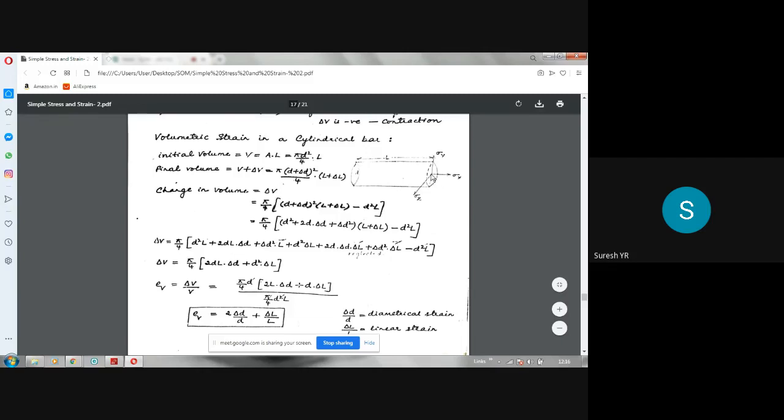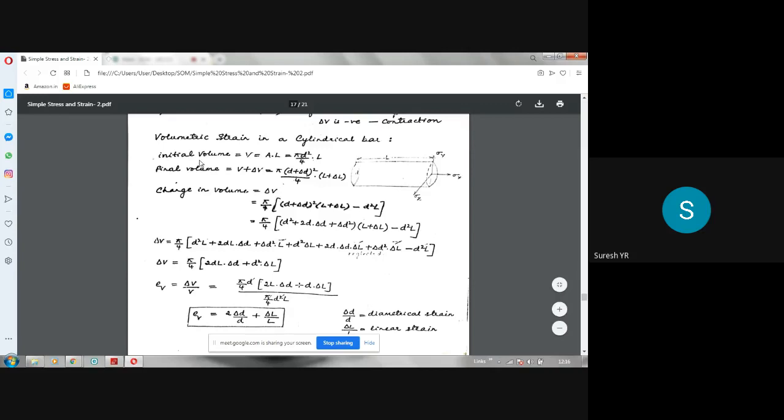Also, I have taken sigma x like this. This is the length. So along the length, whatever stress is there, let me take the stress in this direction as sigma x, stress in this direction as sigma y, stress in this direction as sigma z. So you have got length along x direction, diameters along y and z directions.